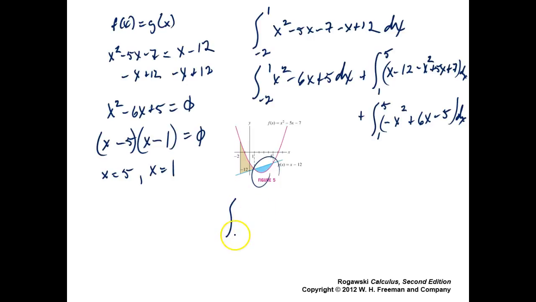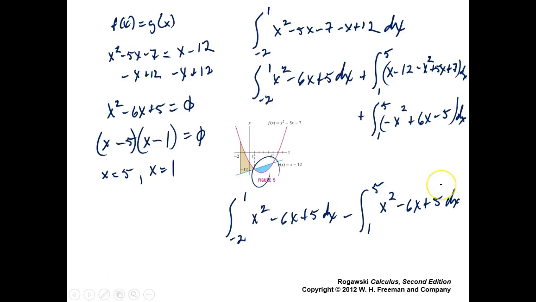So what we have is the integral from minus 2 to 1 of x squared minus 6x plus 5 dx. And let's just pull out the minus sign and have the integral from 1 to 5 of x squared minus 6x plus 5 dx. Right? Well, those are the same things. So now, can we combine these? Why not?